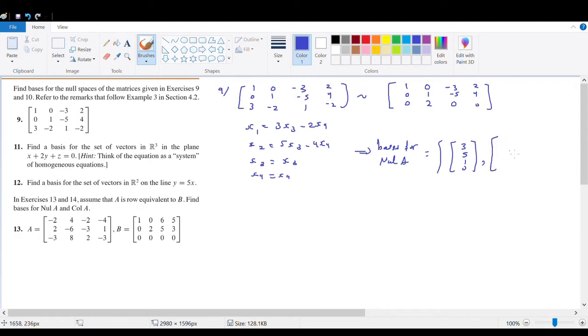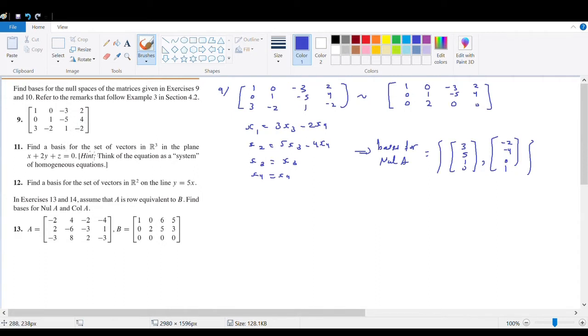The coefficients of x4 are minus 2, minus 4, 0, 1. So this is the basis for null A. Now let us see number 11.